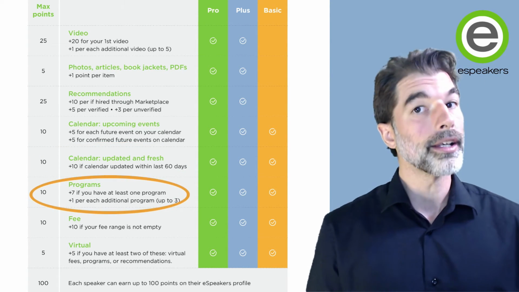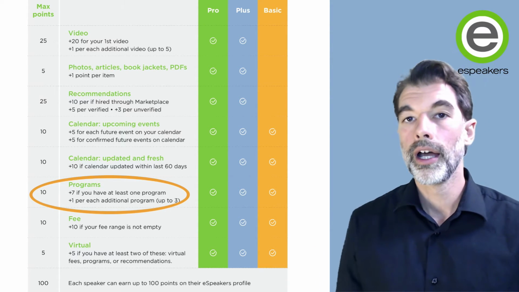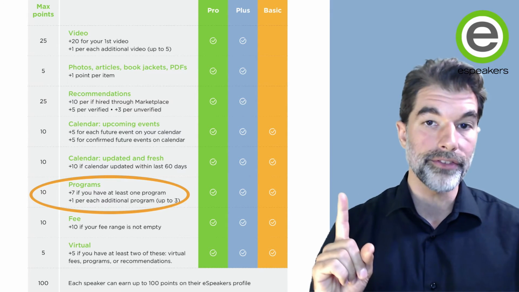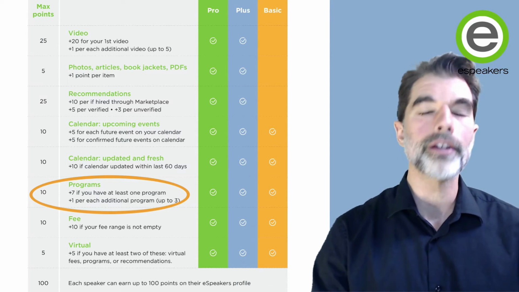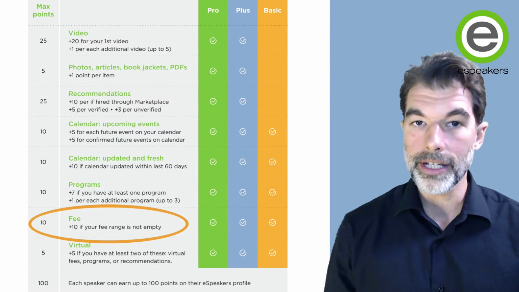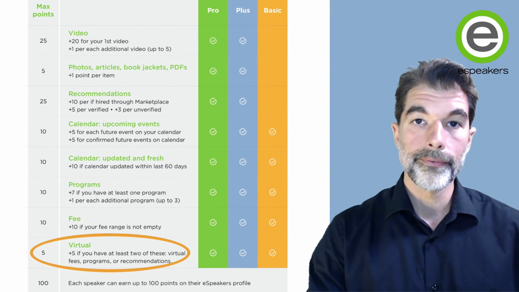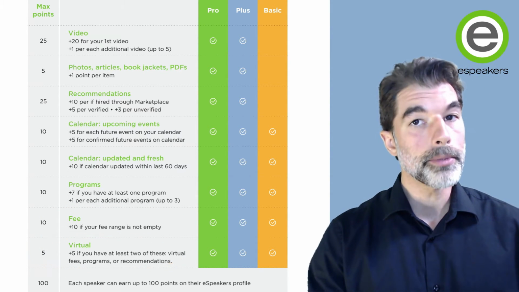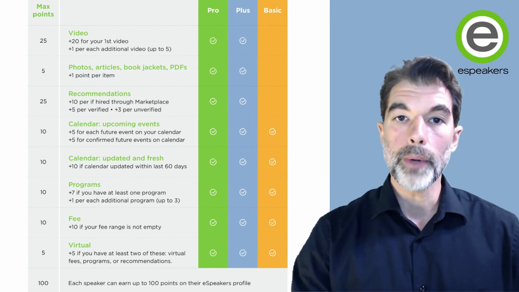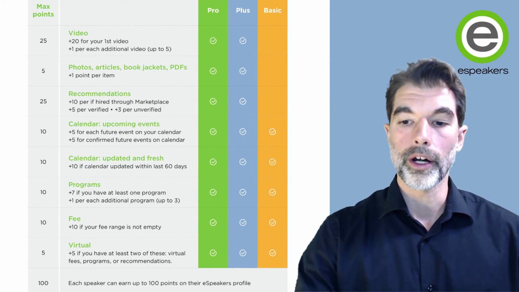For programs, you can get another 10 points by listing programs that you teach. You get 7 points for the first program and then 1 point for every additional, up to 3 more, so a total of 10. If your fee range is not empty, you get another 10 points. And if you have virtual fees, there's another 5. Now, these rankings are subject to change because we do tweak our algorithm. But let me show you how the recommendations on your dashboard can help increase your score.